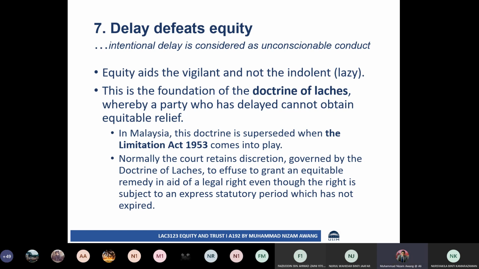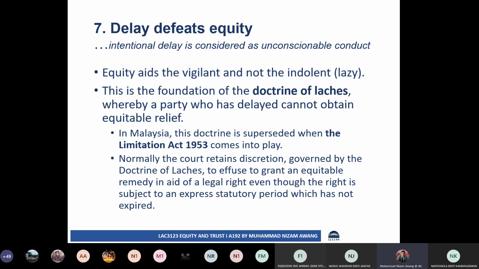In Malaysia, for the delay, we basically have the statutory limitation. The time limitation is provided under the Limitation Act. So for some transactions, there are limits to it. If it is over a certain period under the Limitation Act, then the party cannot seek the remedy. But if it is not provided under the statute, then you can rely on the doctrine of laches.